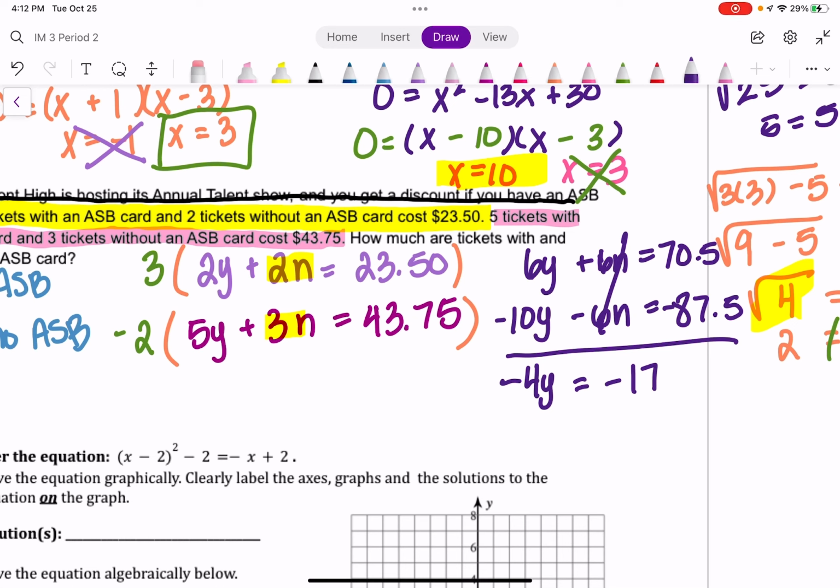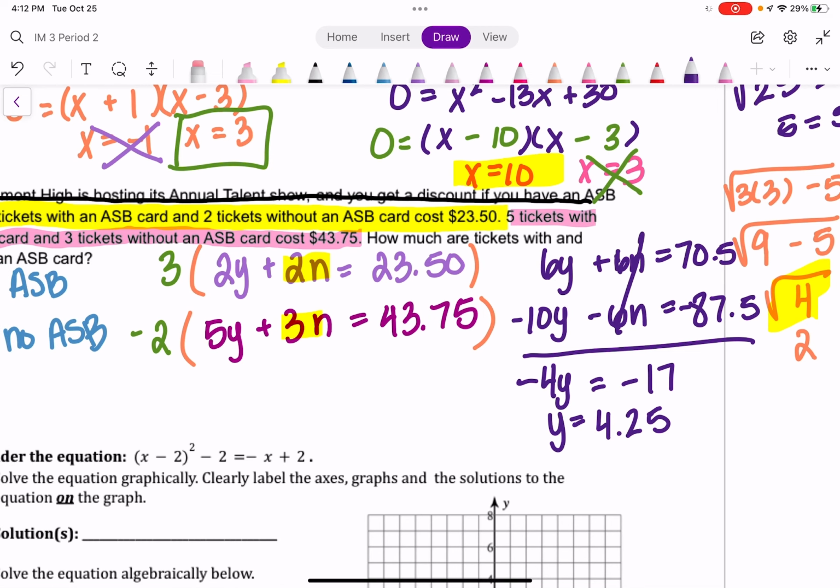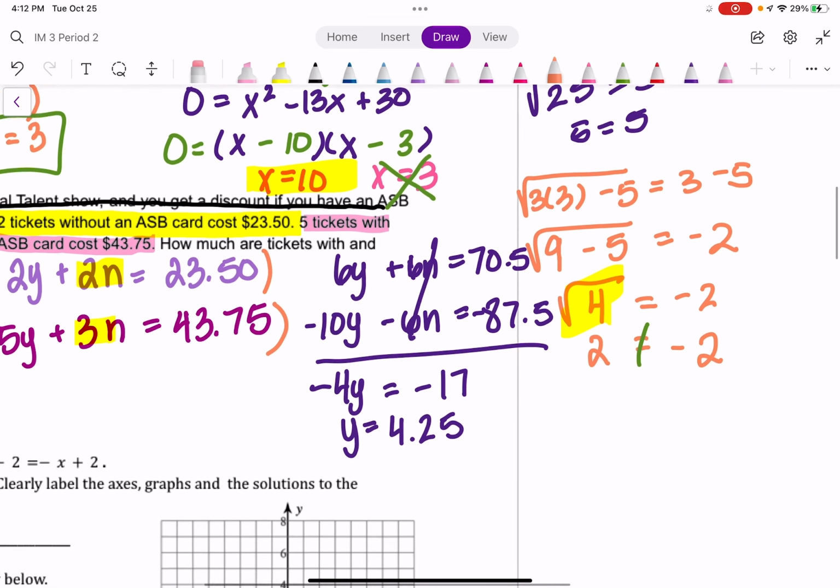Okay, so our y is going to be 4.25. Okay, so with an ASB card, it looks like the cost is 4.25. Okay, now we need to figure out the cost without an ASB card. Remember, we can go back to our equations, either one, and plug in our y. So we're going to go over here.